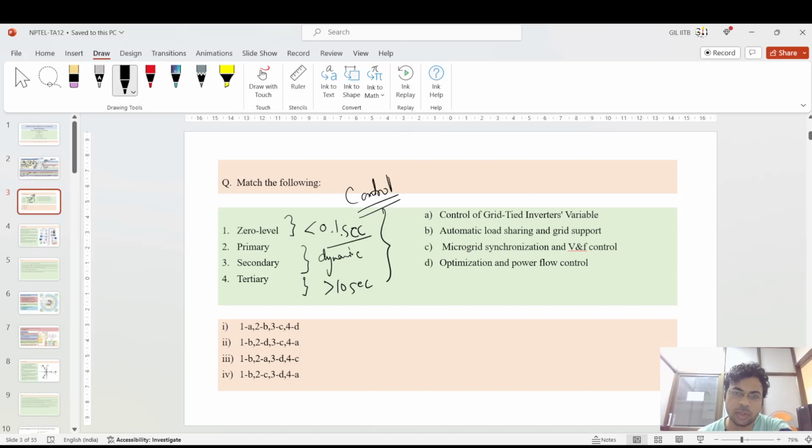So this is a matching kind of question, but you only have to tell me which type of control is used for which type of features. Suppose this is zero level, so zero level control is used for which situation, that is automatic load sharing, grid support, or anything. I'm giving you a few minutes to solve this question.